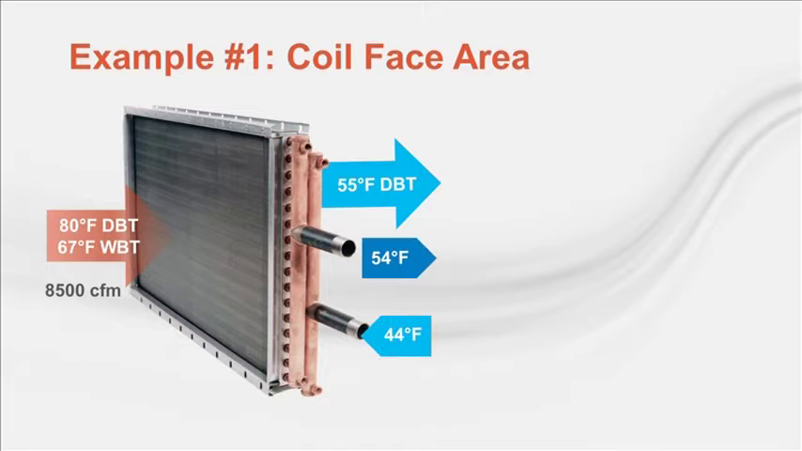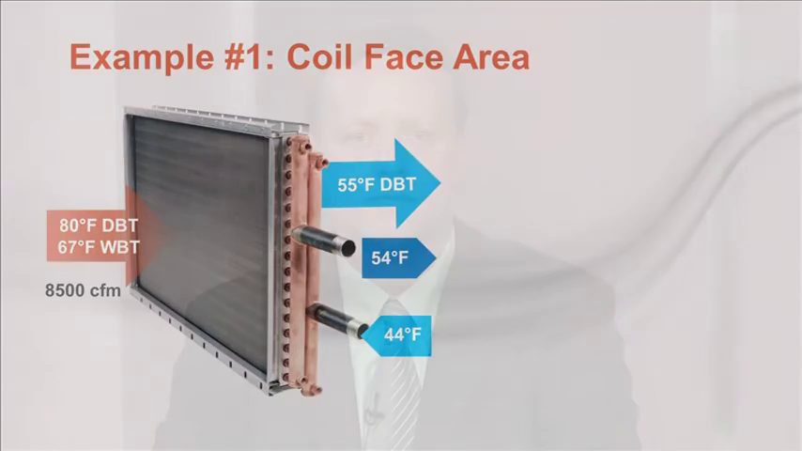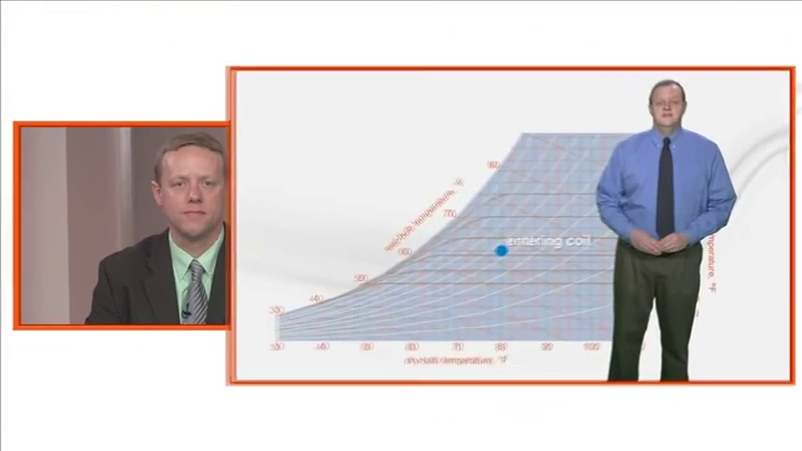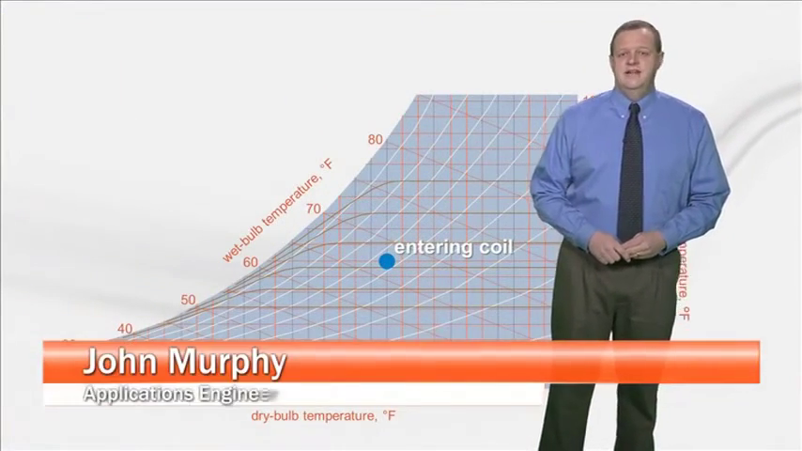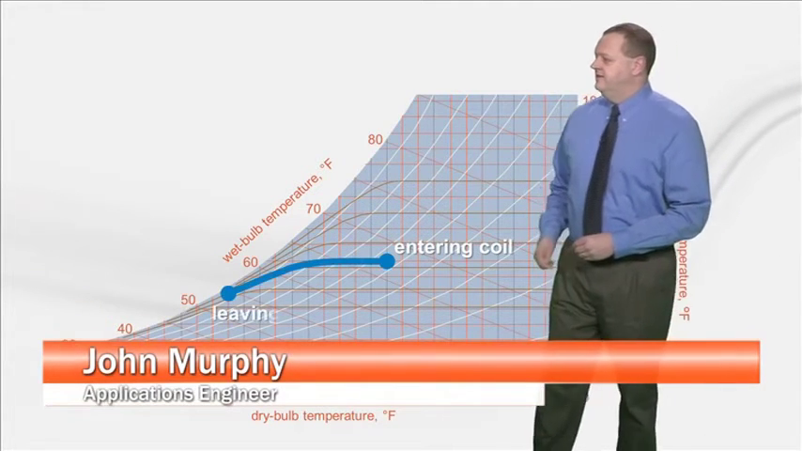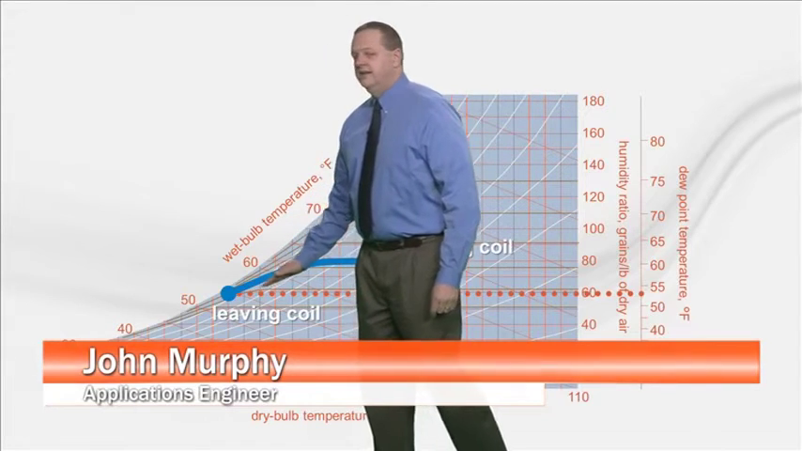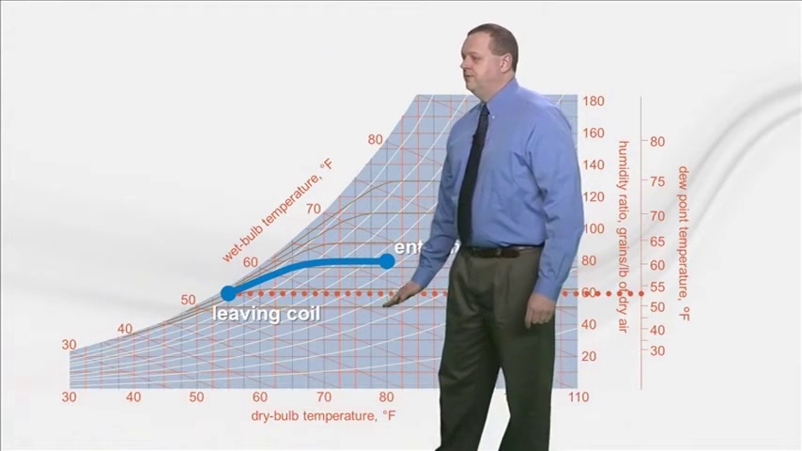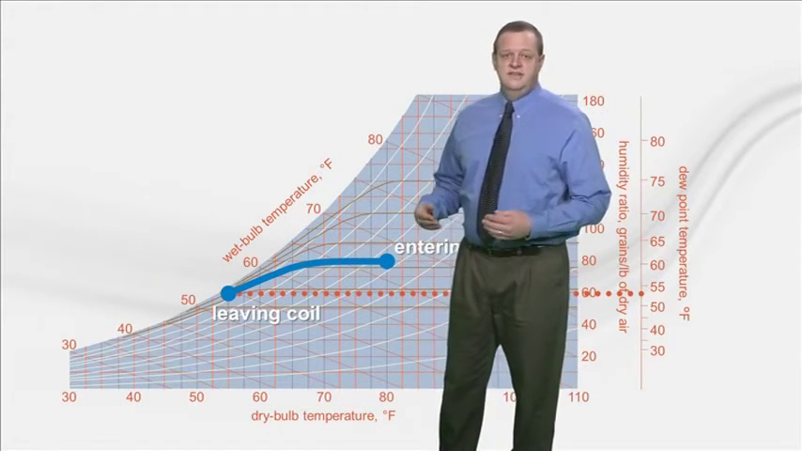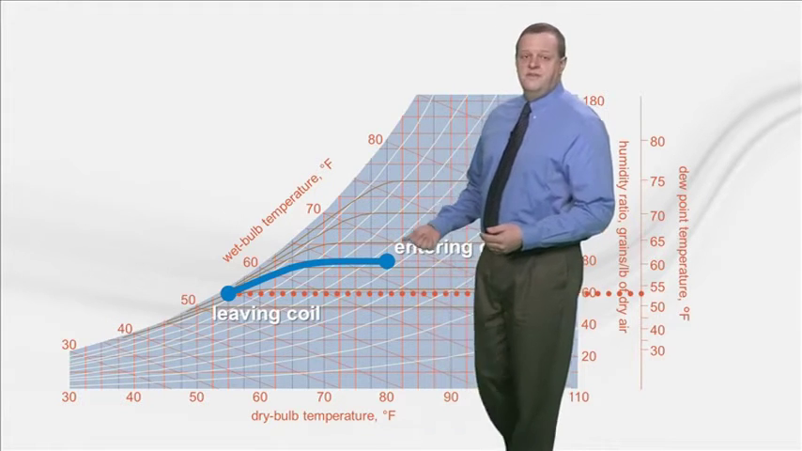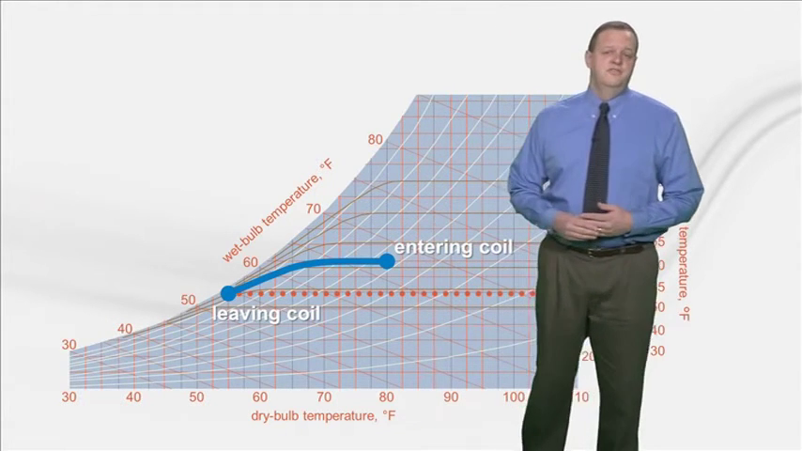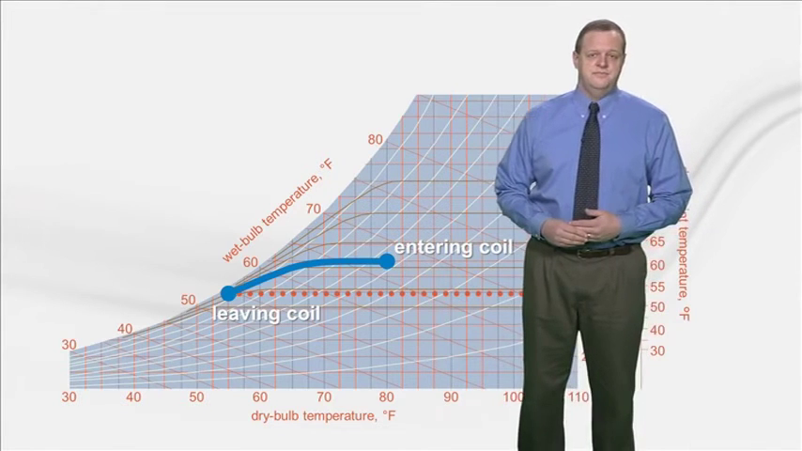And for now, we'll assume an entering water temperature of 44 degrees with a 10 degree temperature rise. Let's start by looking at the required capacity. So here's the condition of the entering air plotted on a psych chart. As this air travels through the cooling coil and is cooled down to 55 degrees, it gets cooled below its dew point, so water vapor condenses out of the air. Therefore, in this case, we do need to be concerned about moisture carryover with this selection.